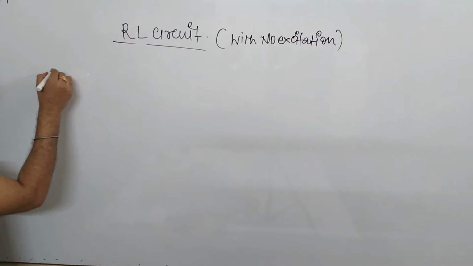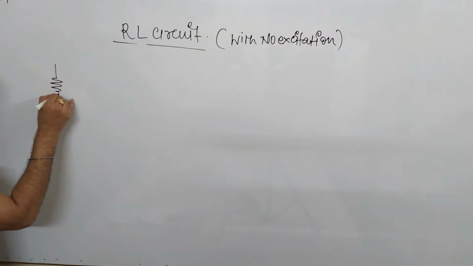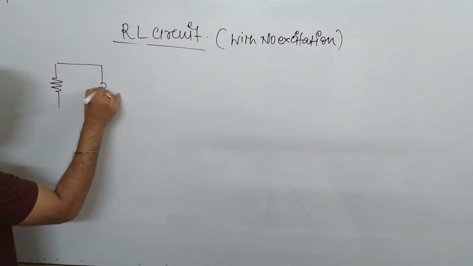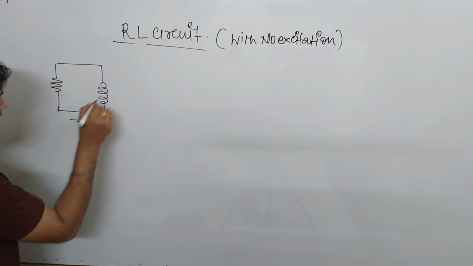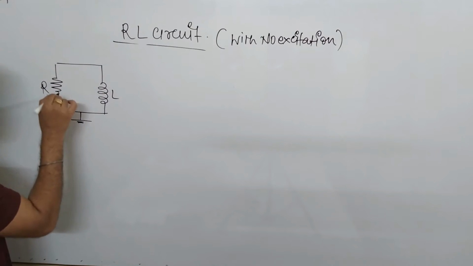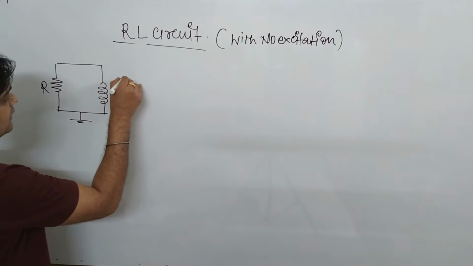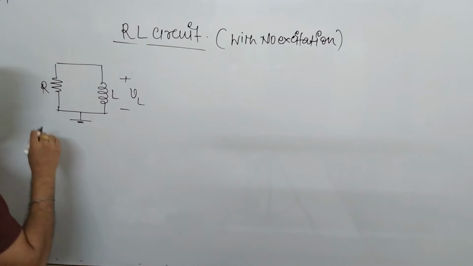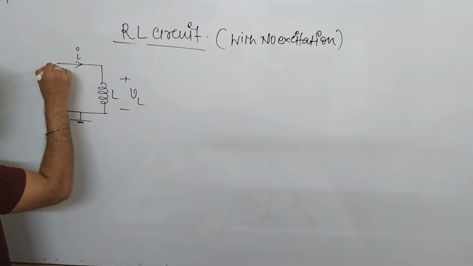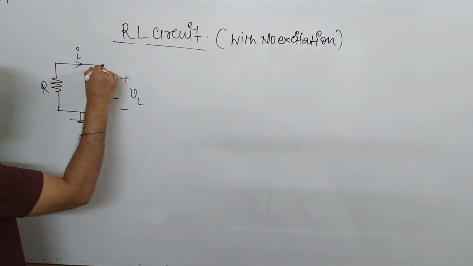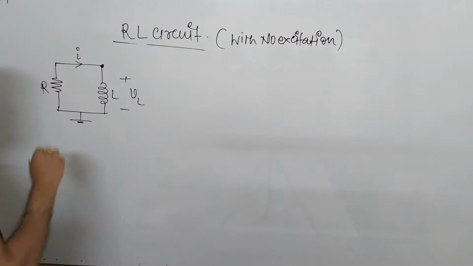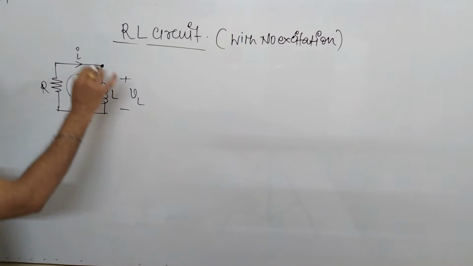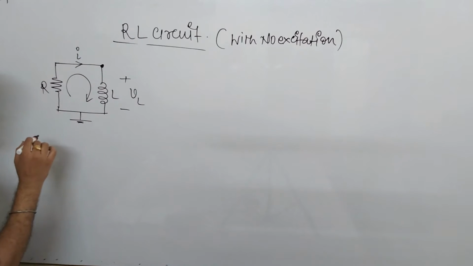Under this condition, again I am considering some resistance R and some inductor L connected in series. This is your R, this is your L, and let some voltage VL, and say this is some current I which is flowing here. If I write a KVL equation here, this I is moving in this fashion.